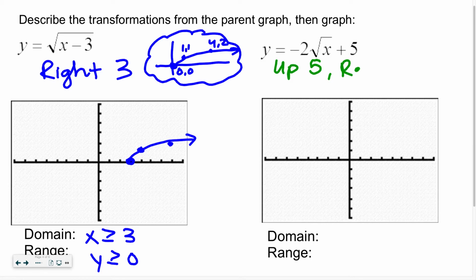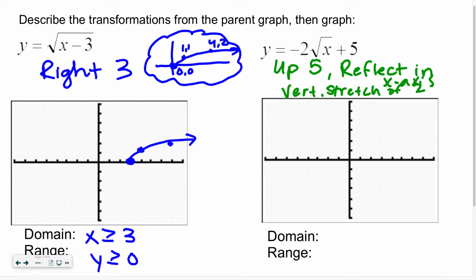I heard reflection. What makes you say reflection? There is a negative out front, and that's actually a reflection in the x-axis. And then the 2, the absolute value of negative 2 is 2. That's a vertical stretch of 2.